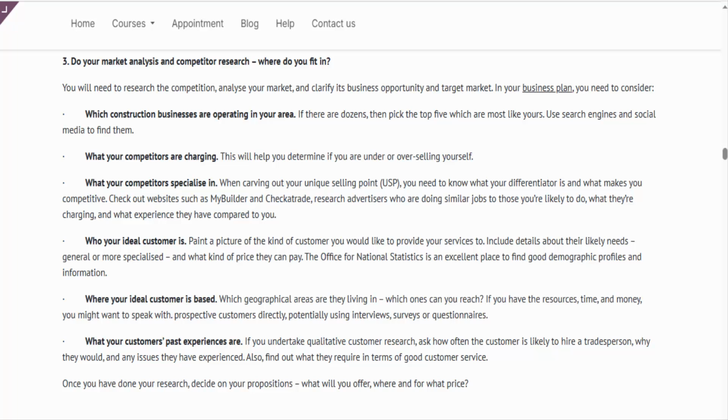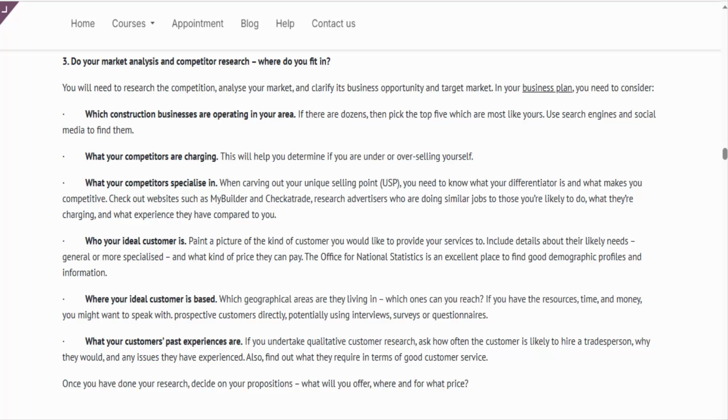Who your ideal customer is. Paint a picture of the kind of customer you would like to provide your services to. Include details about their likely needs, general or more specialized, and what kind of price they can pay. The Office for National Statistics is an excellent place to find good demographic profiles and information.